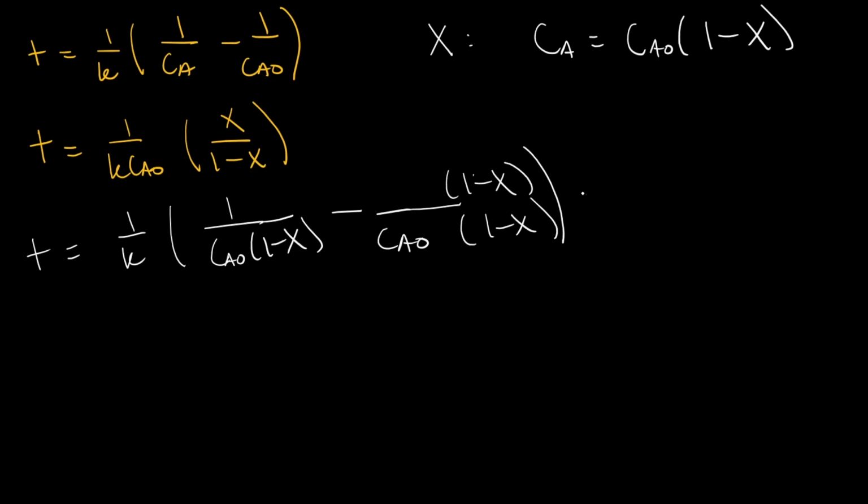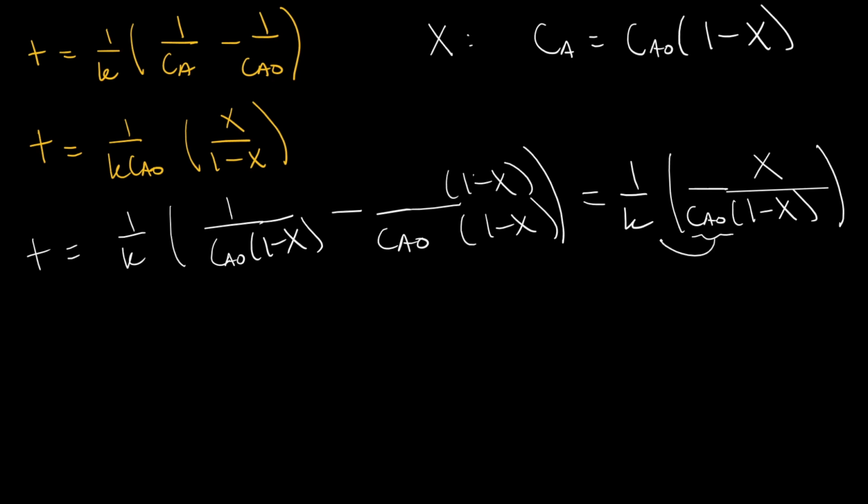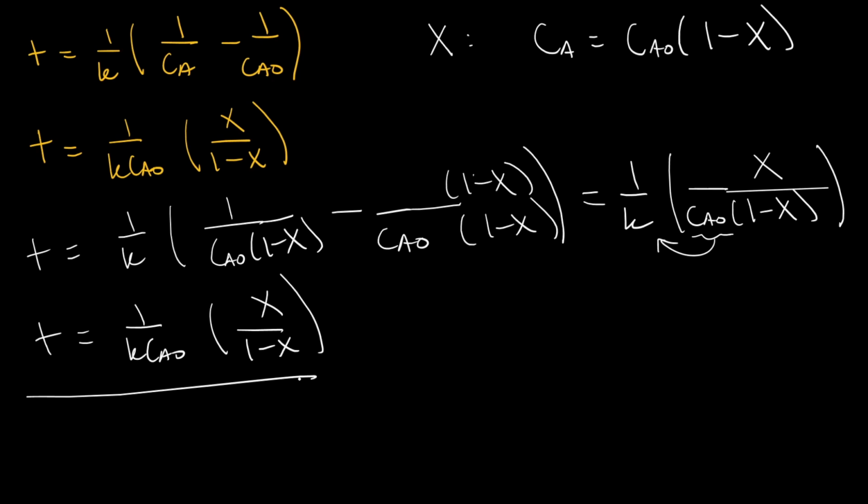So now when we combine these two fractions together, we get 1 over k, 1 over Ca0, with (1 minus x) in the denominator, and in the numerator we have 1 minus 1, so that'll go away, and then again this x will end up in the numerator just like before. And now if we pull this term out of the parentheses, we get t equals 1 over k Ca0 times x over (1 minus x). And so there you go. These two representations are the same.